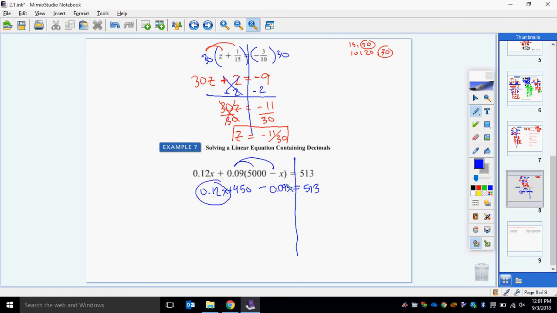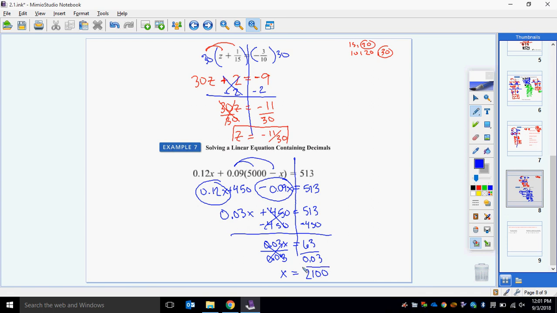Combine like terms. Combine your x's. So 0.12 and then minus 0.09 would be 0.03x. You still have the positive 450 equals 513. Subtract the 450 because we want to move it away from the x. All right, I have my x term on the left, so move the numbers over here. So 513 minus 450 would be 63. And now I need to divide by my decimal, 0.03 on both sides. And I get x equals 2,100.